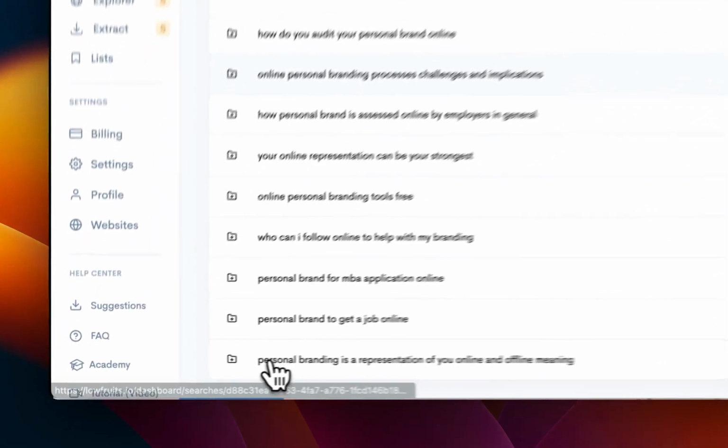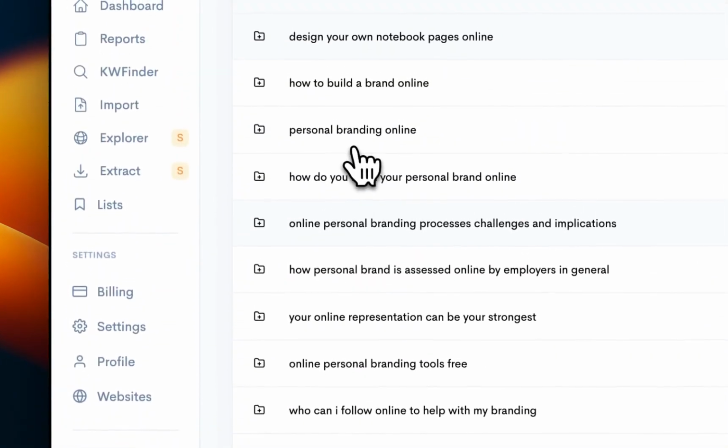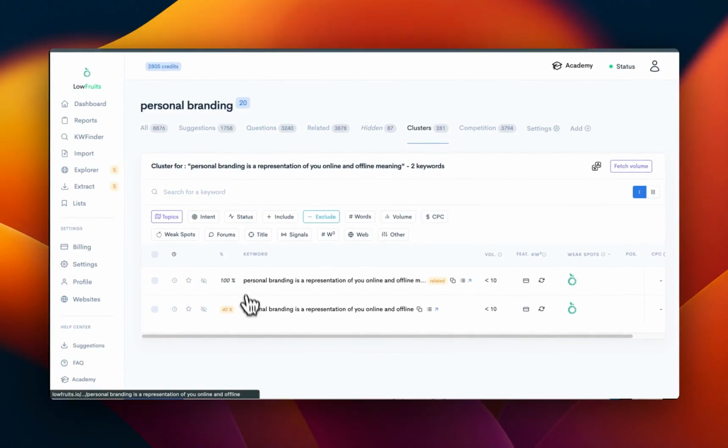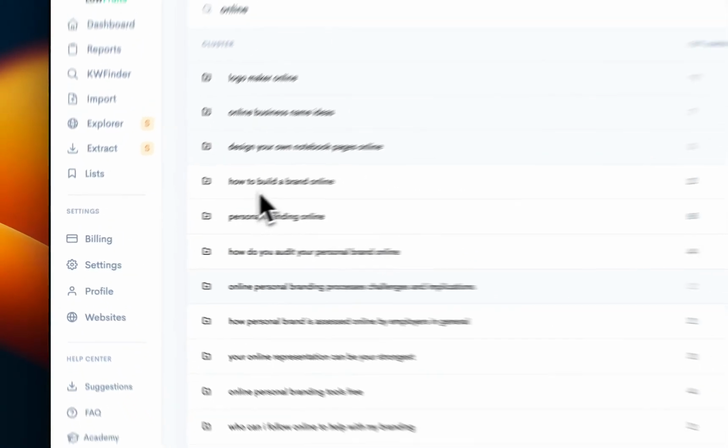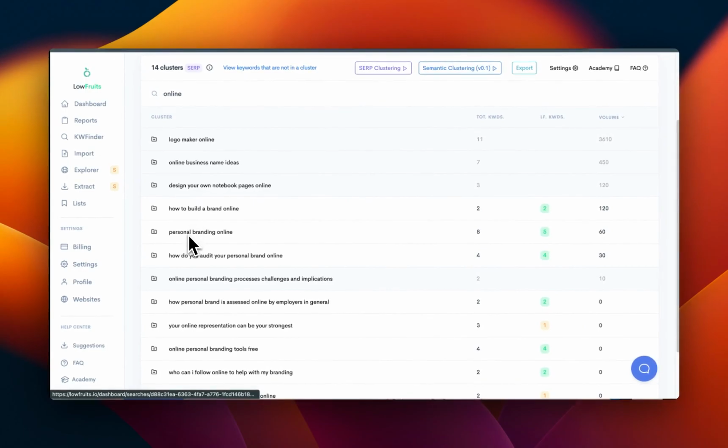That sounds like just a People Also Ask question, that's a really long SERP. So let me see if this has anything to it. Yeah, I would just scratch all of that. So how to build a brand online, personal branding online, and how to audit your personal brand. I would say one of these would be your top keywords.